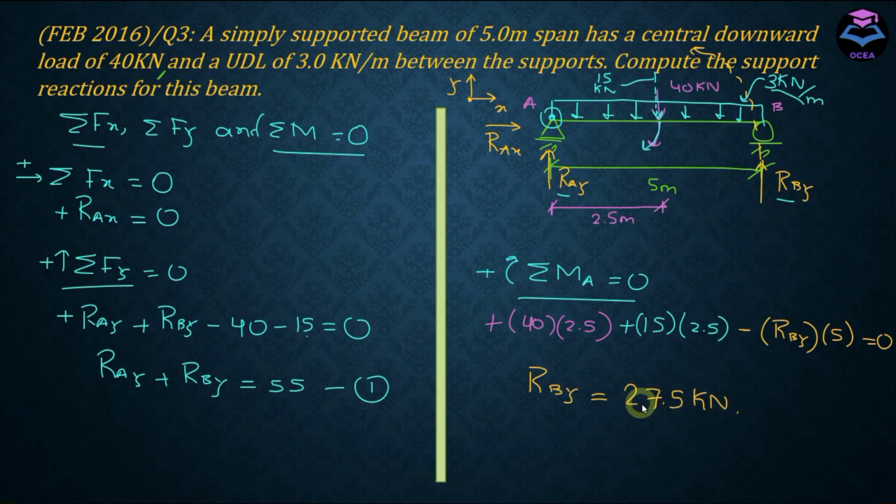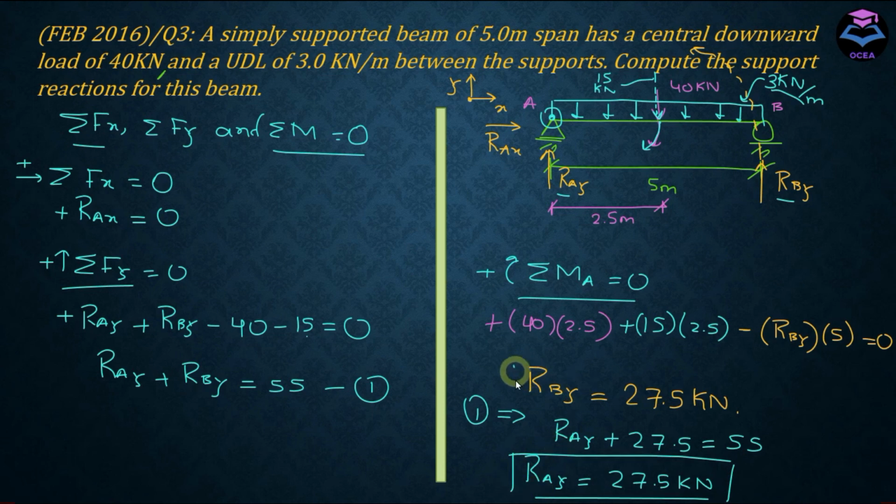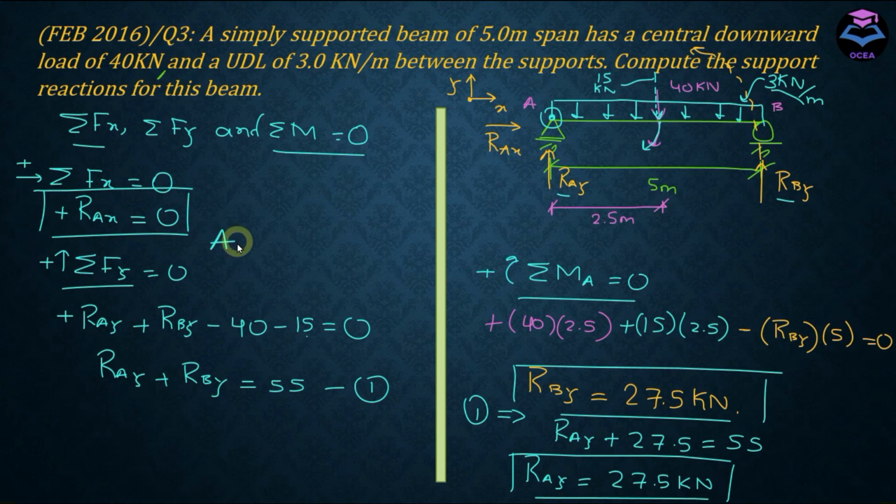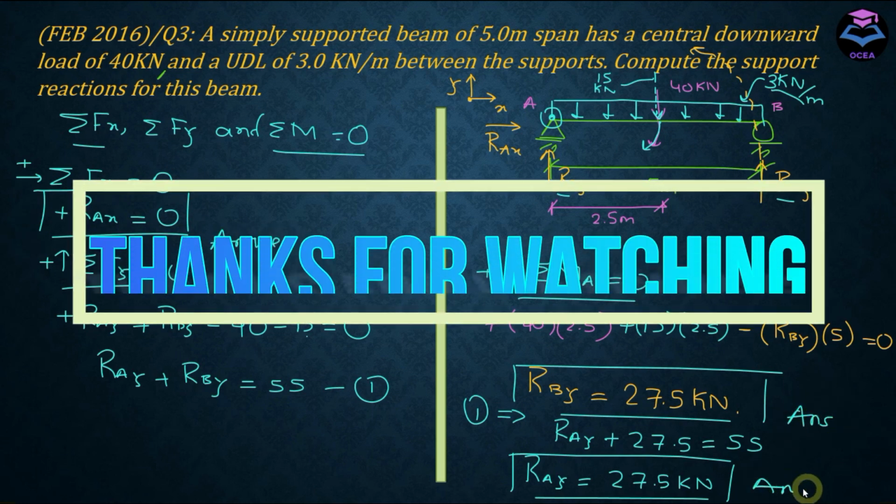Now substitute this value of RBY into equation number 1. From equation 1, RAY plus RBY, which is equal to 27.5, is equal to 55. If you find this unknown from here, RAY is equal to 27.5 kilonewton. And these are your answers. That's it, we're done.